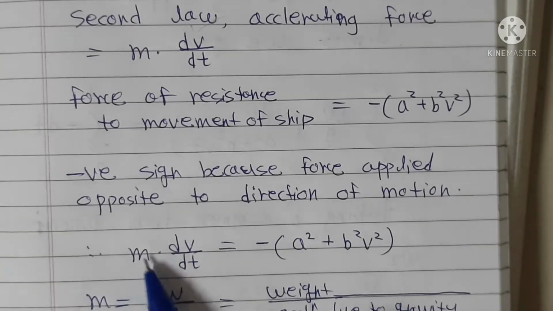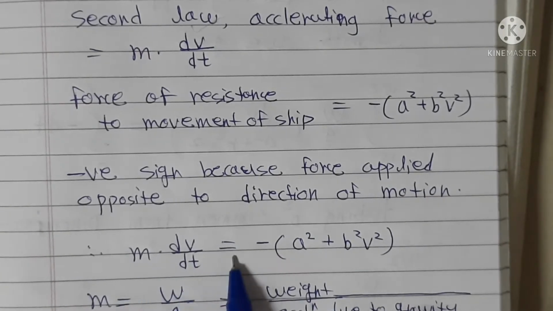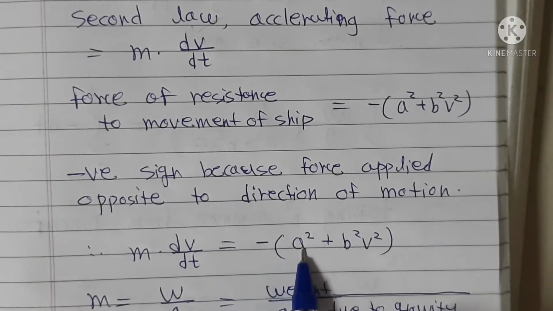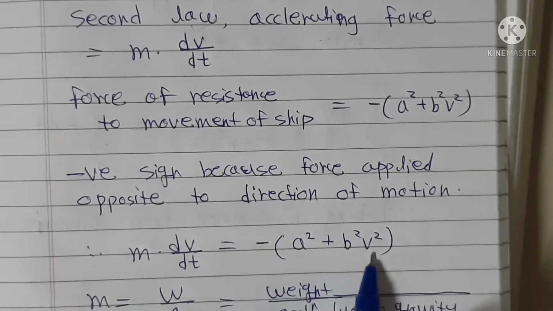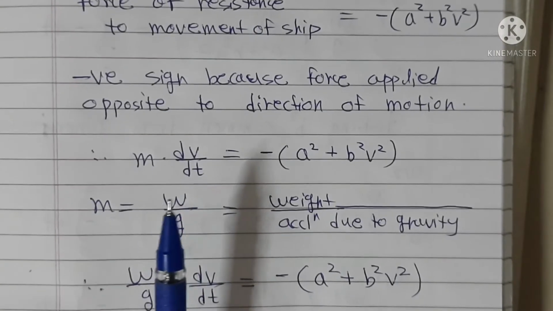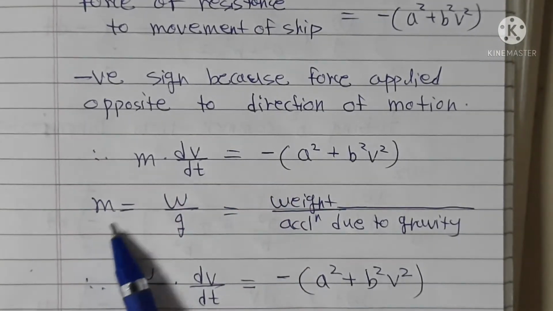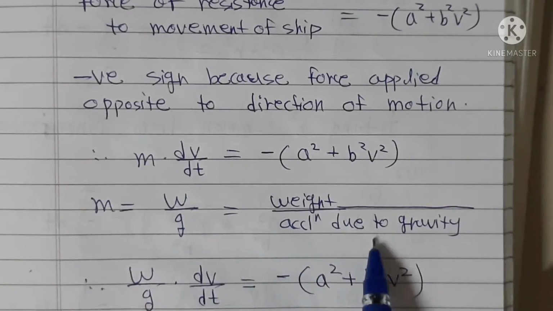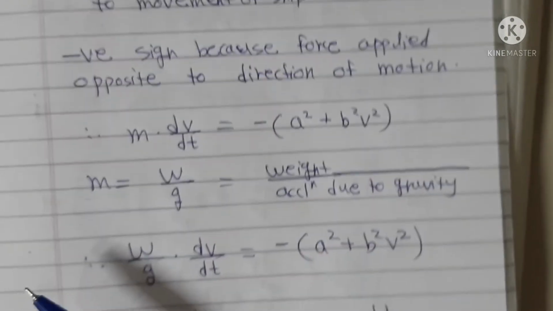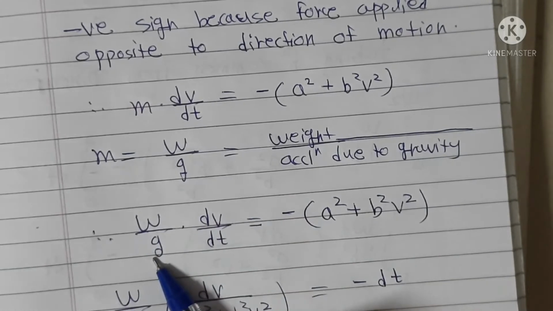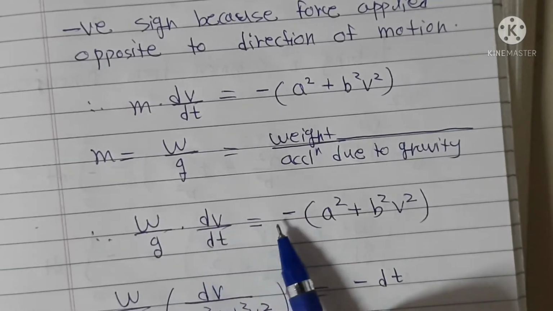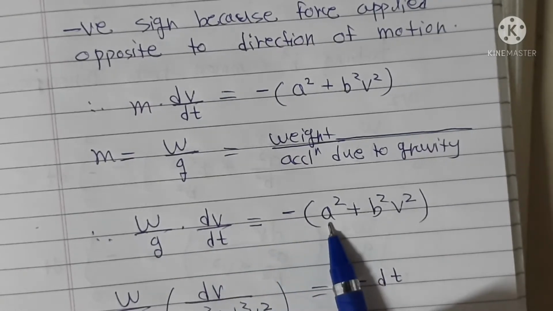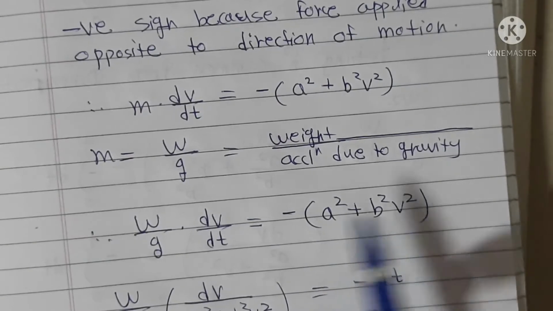Therefore according to Newton's second law, we get m into dv by dt is equal to minus of a square plus b square v square. Now substituting m is equal to w upon g, where W is the weight and g is the acceleration due to gravity, we get w upon g into dv by dt is equal to minus of a square plus b square v square.